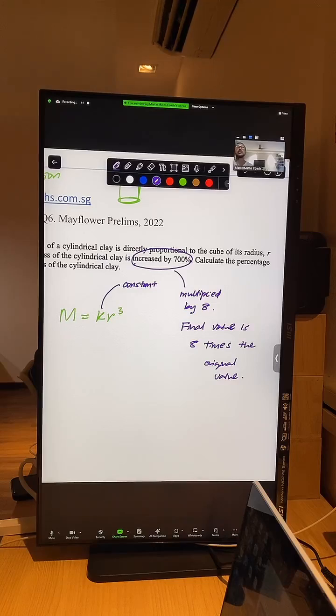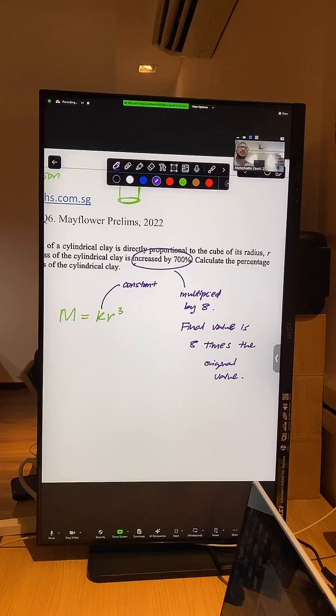So for instance, let's say you buy shares at $10 a share, or make it simple, $100 a share. And then they say that the share price has increased by 700%. Wow, that means now your share, which was originally $100 per share, is now $800 a share. It's gone up 8 times. So the final value is 8 times the original value. Some people see 700% and think 7 times. It's not 7 times, it's 8 times.